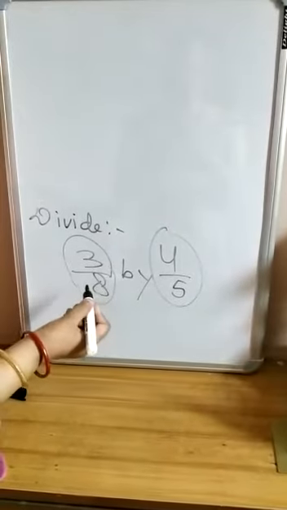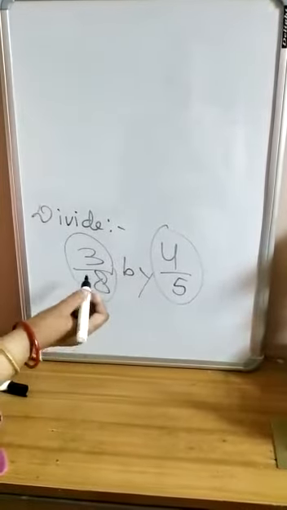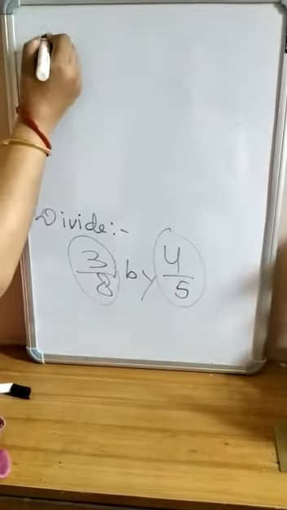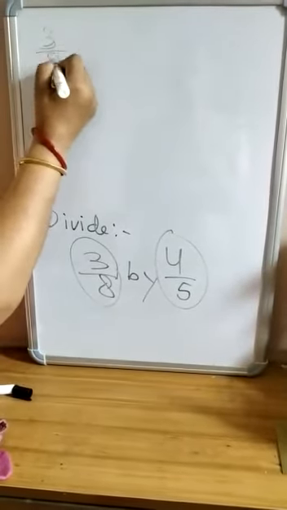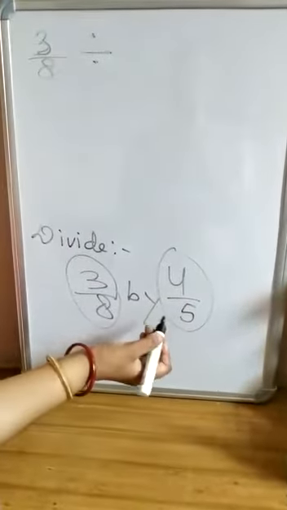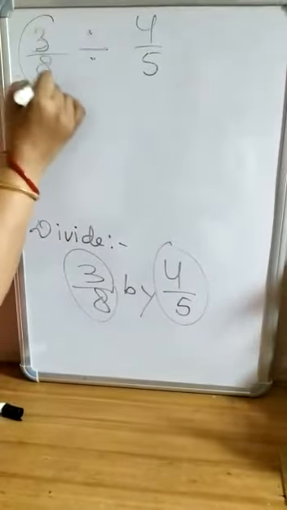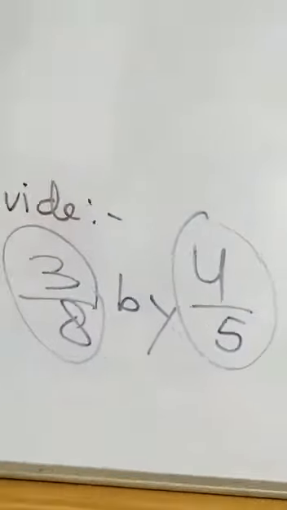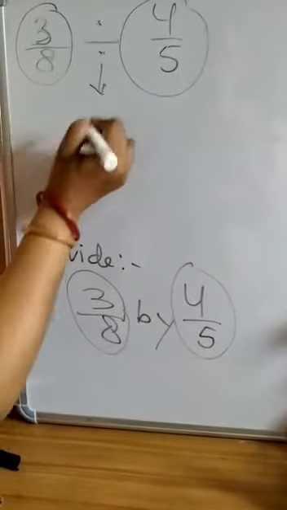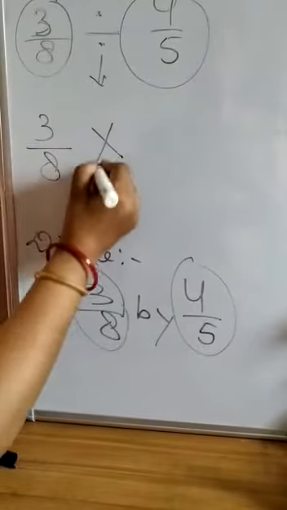Now here, divide 3 by 8 by 4 by 5. These are two fractional numbers. Here 3 by 8 is the dividend and 4 by 5 is the divisor. So firstly I will write down 3 by 8 divided by, this is the division operation, the division sign, 4 by 5. First step, what we will do? We will change this sign of division. So 3 by 8, the dividend, changing the sign of division into multiplication.